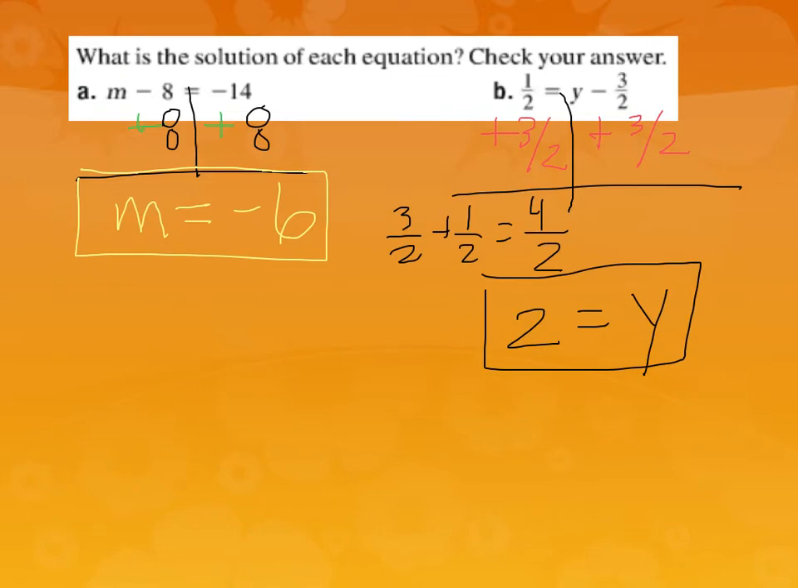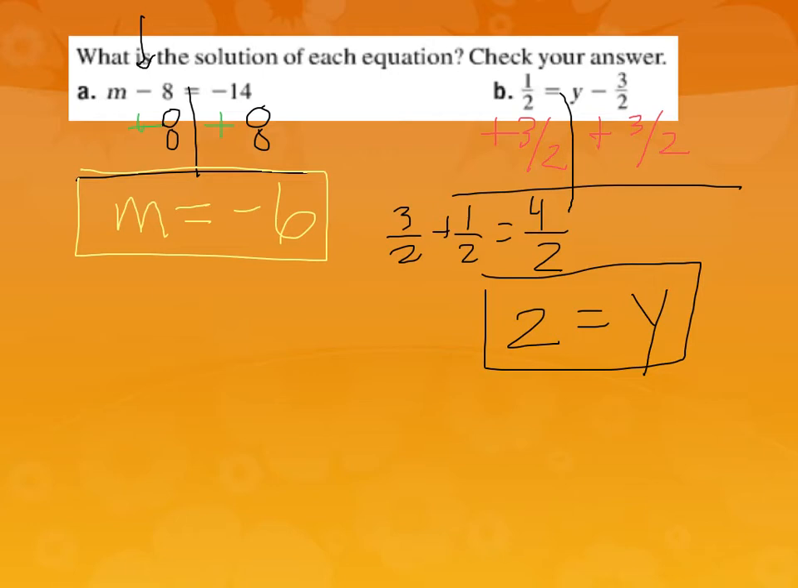So your two answers you should have gotten were m is equal to -6 and y is equal to 2. As you can see with my first equation, I had subtraction because whatever is happening to the variable is what you have to do the opposite of. I have subtraction, so the opposite of subtracting is adding. You have to do it to both sides of the equation, and I get m as -6.